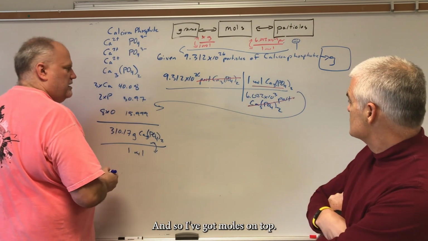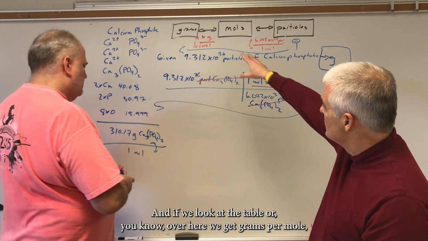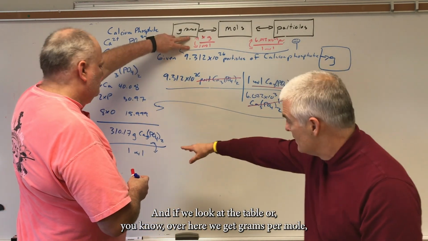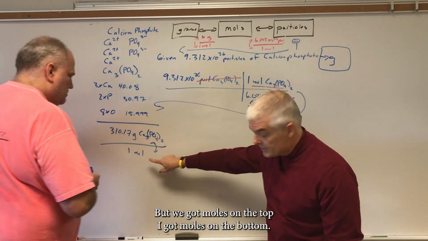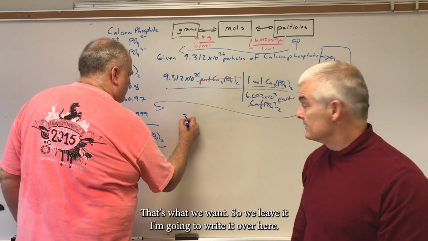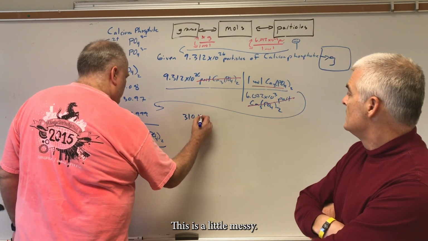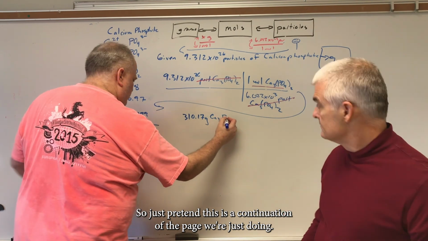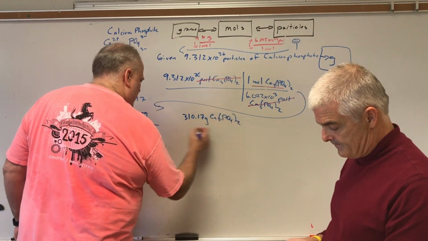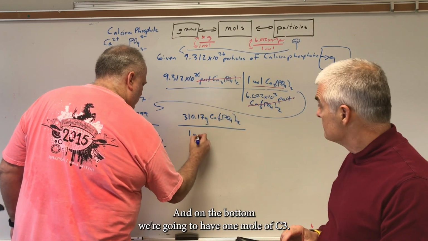And so I've got moles on top, and if we look at the table, over here we got grams per mole. Do we leave it or flip it? We got moles on the top, I got moles on the bottom, that's what we want, so we leave it. I'm gonna write it over here just so it's a little easier to see. So we're gonna keep our grams on the top. So just pretend this is a continuation of the page we were just doing. And on the bottom, we're gonna have 1 mole of Ca3(PO4)2.